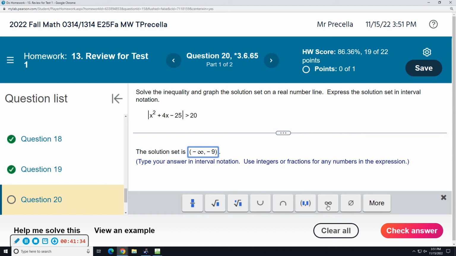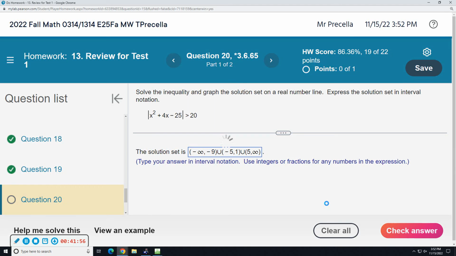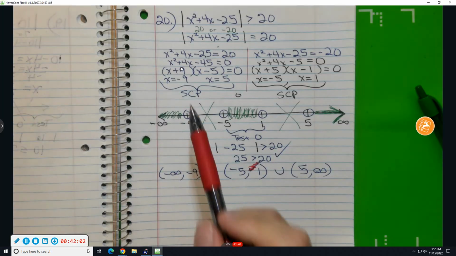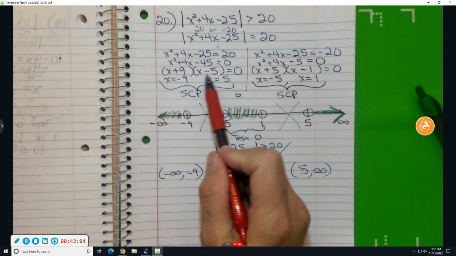Right parentheses, union. Left parentheses, negative 5, comma, 1. Right parentheses, union. Left parentheses, 5, comma, infinity. Right parentheses. Put it back on my paper. Ryan, look back here where you're factoring.